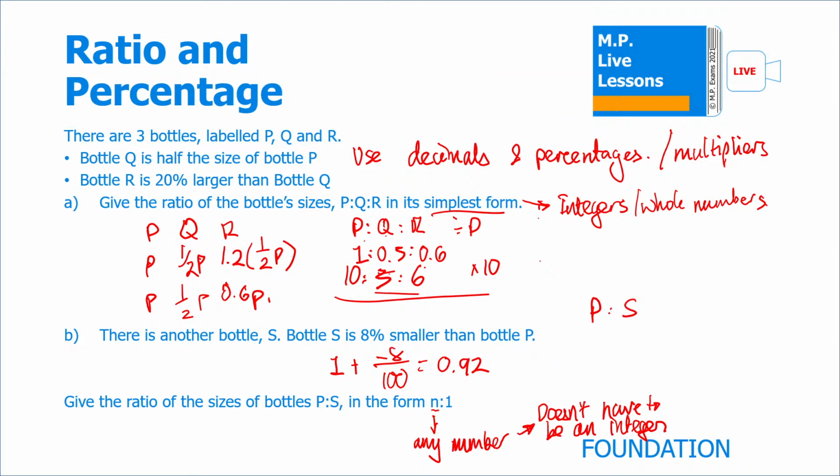So P to S, that would just be 1 to 0.92. Since we want 1 on the right side, we divide by 0.92 on both sides. This gets us 1.09 to 3 significant figures.